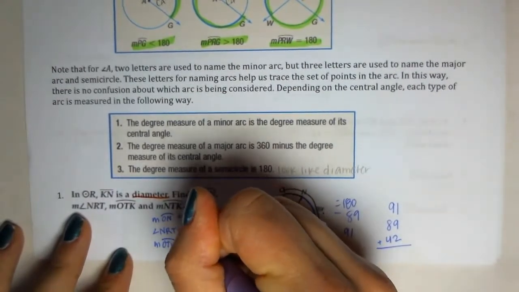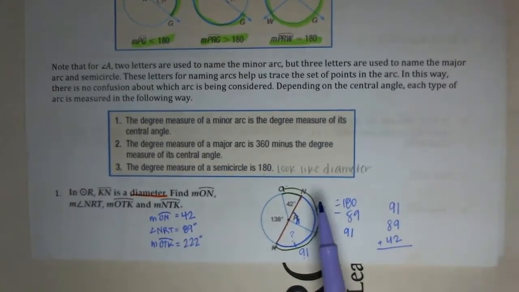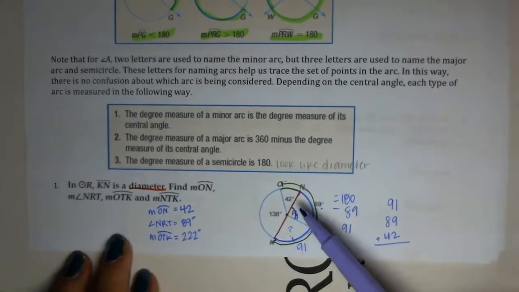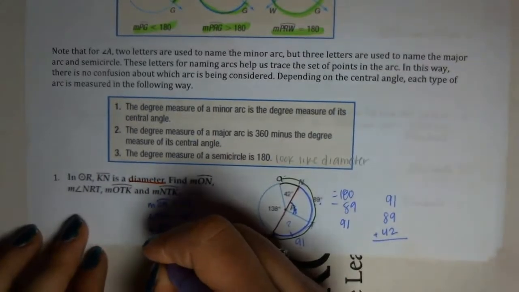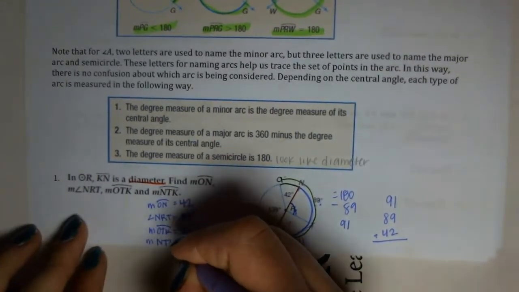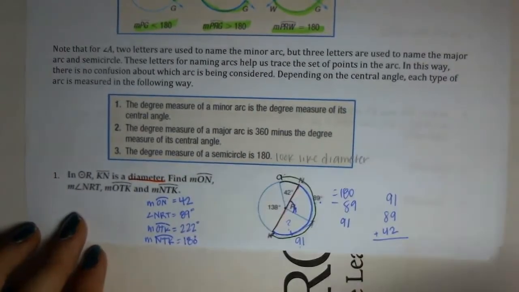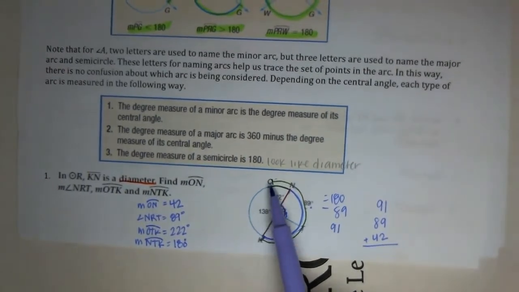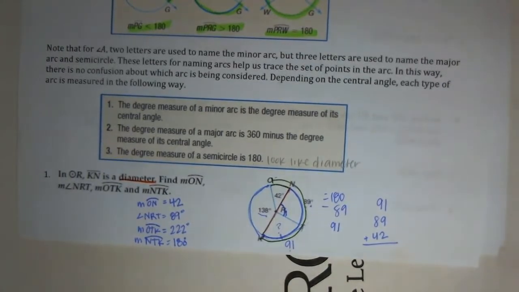And then lastly, it wants me to find NTK, which we know is a semicircle because we know that NK is a diameter. So we can say that measure of arc NTK is 180. And if we add, we can double check. If we add OTK plus the measure of this arc, which is 138, we should get 360.